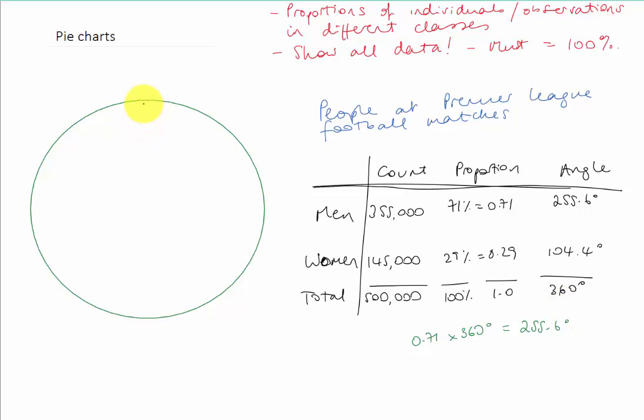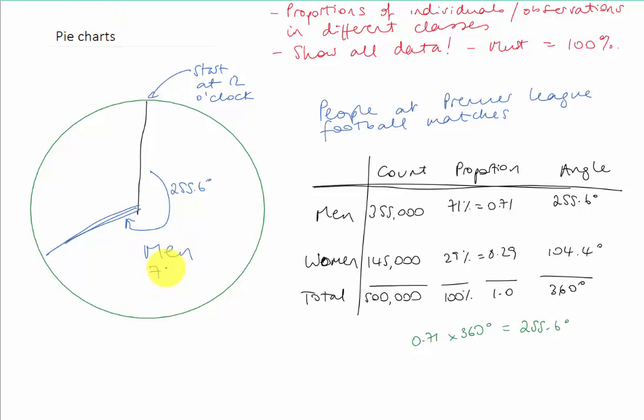So normally we start at the top at 12 o'clock. And then we draw a line down to the middle, and then we have to go round 255.6 degrees. So that gets us to about here. And I'm going to label that men, and I'm going to write the percentage, why not? We could colour that in nicely.